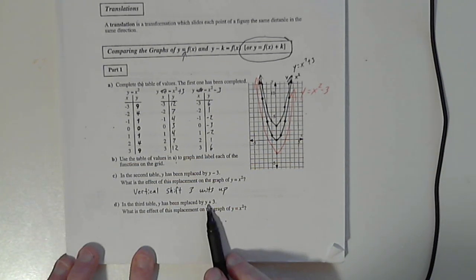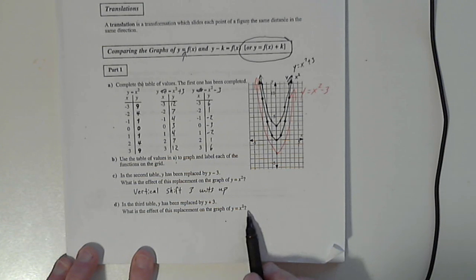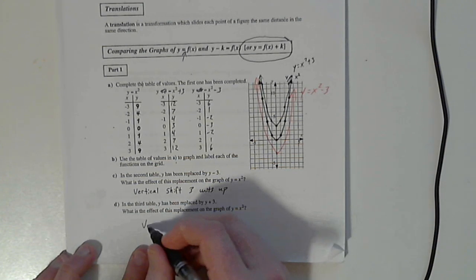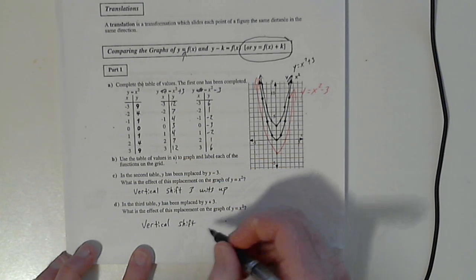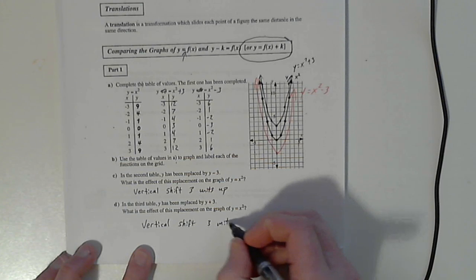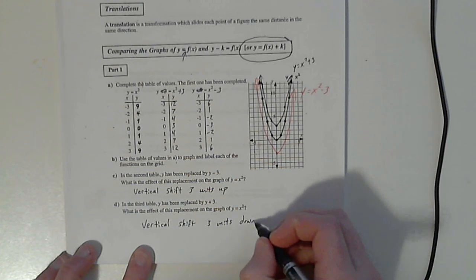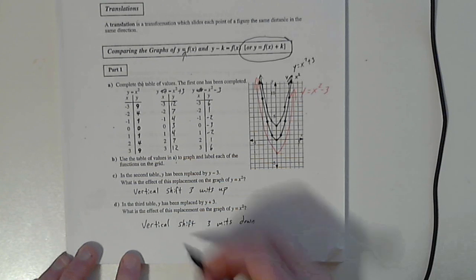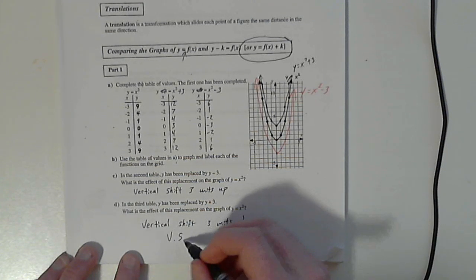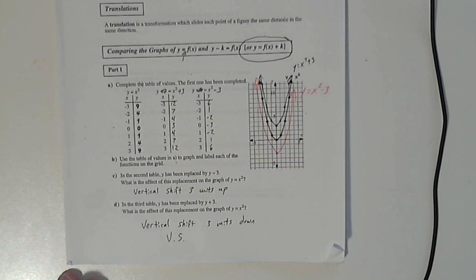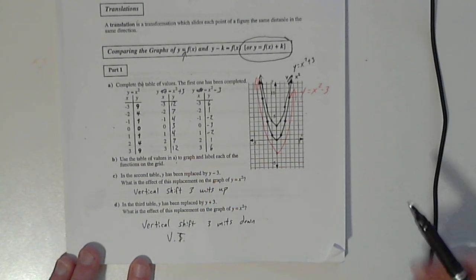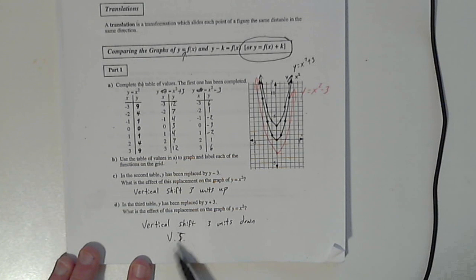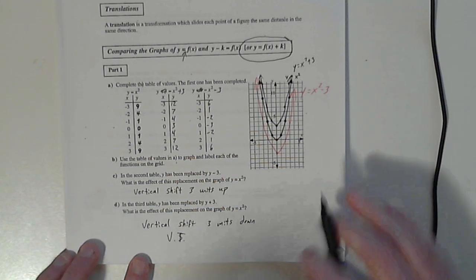The third one is y plus 3 or minus 3 on this side. What's the effect of that? That's a vertical shift, 3 units down. Good. Sometimes I see people use just v.s. for vertical shift. Actually, you probably want to do t for translation because the next one that we learn is a stretch or a compression. So I think they do vertical translation. Yeah, they use v.t.